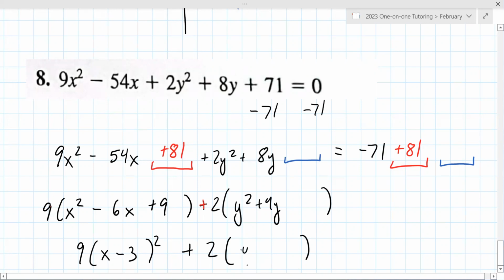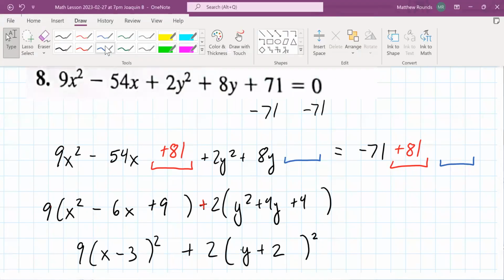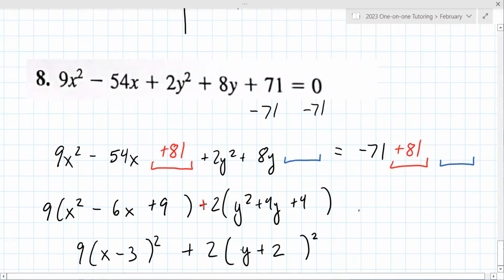Y plus 2 squared. Good. It's half of this number 4. So the number that goes back here is also 4, but then you have to multiply by 2. By 2? Yeah, the 2 on the outside. See how there's this 2 here on the left? If you multiply each of these by 2, you get back to the previous line. So this becomes plus 8.